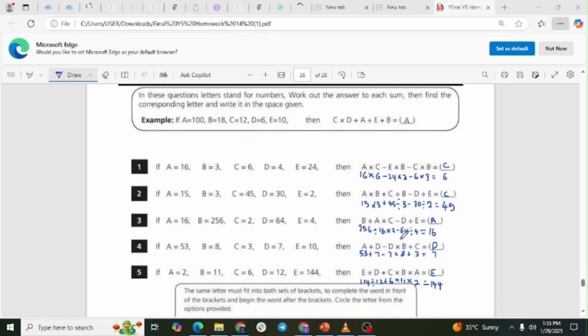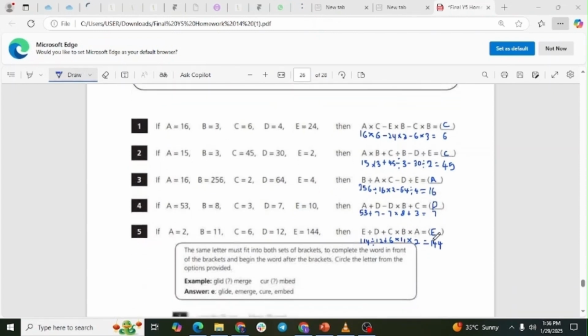Question 3. The numbers given are A equals 16, B equals 256, C equals 2, D equals 64, and E equals 4. The calculation is B divided by A times C minus D divided by E. Let's solve it. 256 divided by 16 equals 16. 16 times 2 equals 32. 64 divided by 4 equals 16. Now subtract. 32 minus 16 equals 16. The correct answer is A.